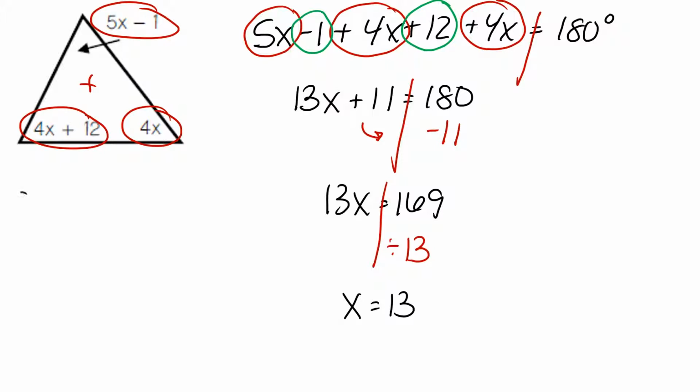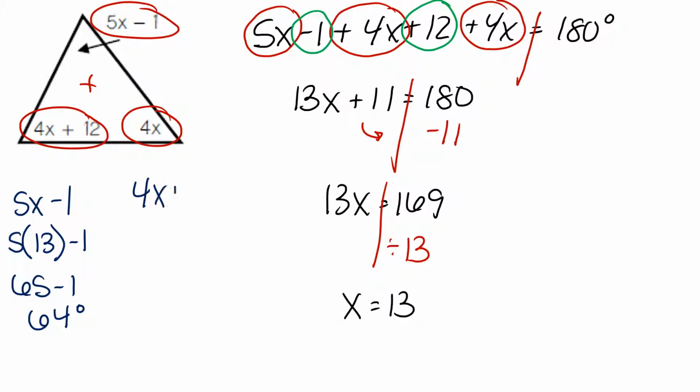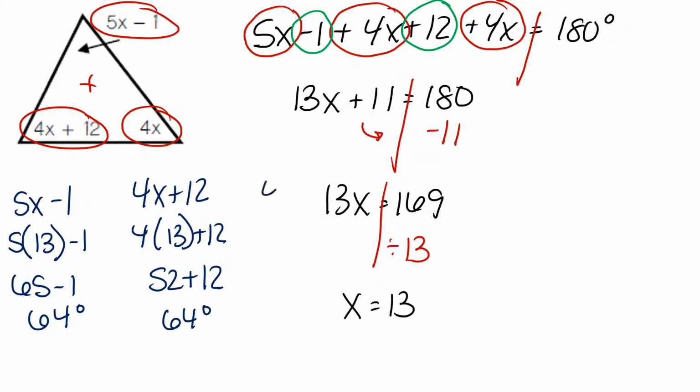We have to take our answer and plug it back into each equation. Starting with the 5x minus 1, 5 times 13 is going to give us 65, minus 1 is going to give us 64 degrees. For the 4x plus 12, we're going to do 4 times 13, which is going to give us 52, plus 12, which is going to give us 64. And the last one, 4x, so 4 times 13, which is going to give us 52 degrees.